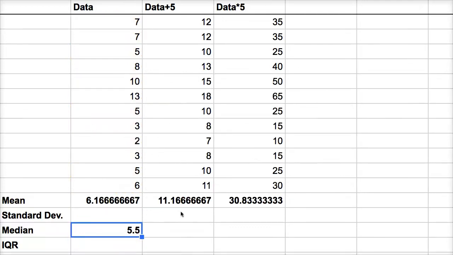What do you think the median is going to be if you take all of the data plus 5? Well, the middle number, if you ordered all of these numbers and made them all 5 more, you could think of it as being the same order, but now the one in the middle is going to be 5 more.